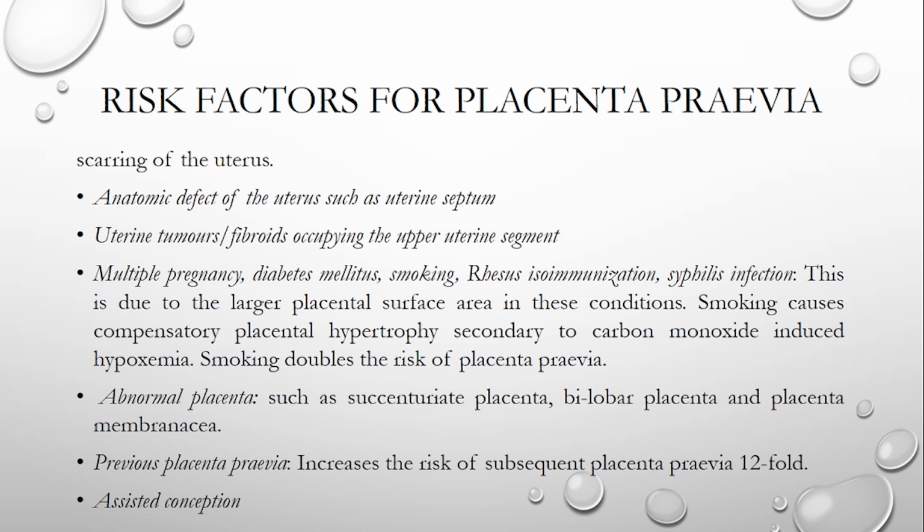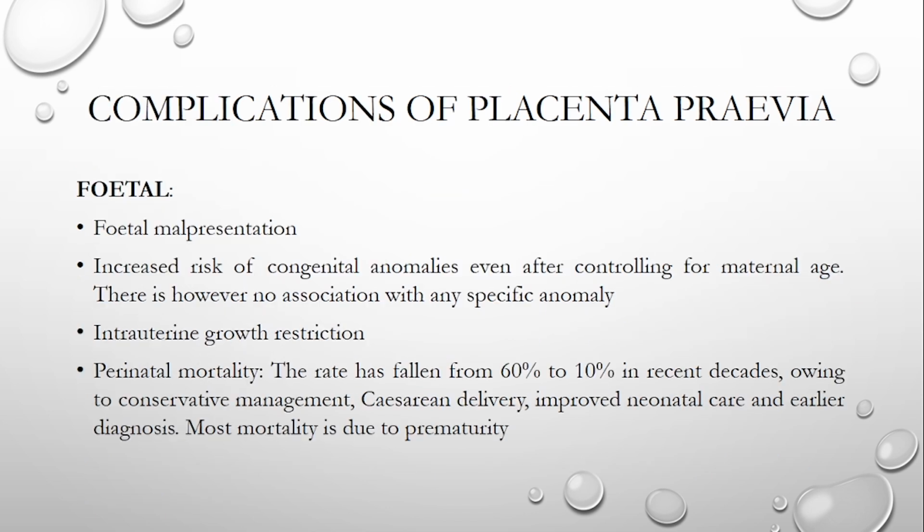Previous placenta previa can also be a risk factor for subsequent placenta previa, and the risk increases by about 12-fold. Assisted conception, probably due to multiple pregnancies, or poor decidualization that may accompany assisted conception, may also be a risk.